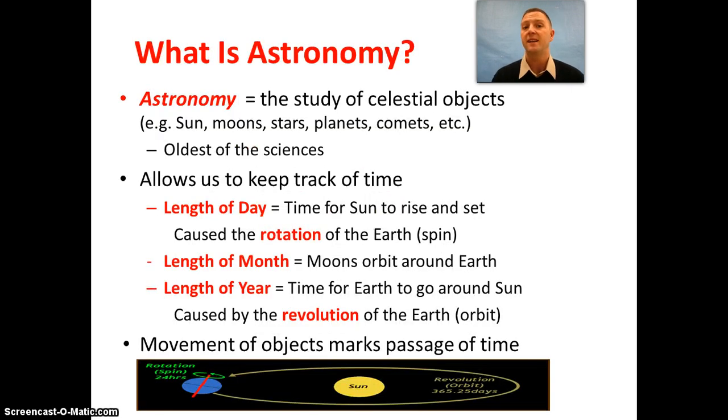What is astronomy? The study of celestial objects. What do we mean? The objects in the heavens, in the sky. The sun, the moon, the stars, the planets, comets, galaxies, things like that. It's the oldest of the sciences.